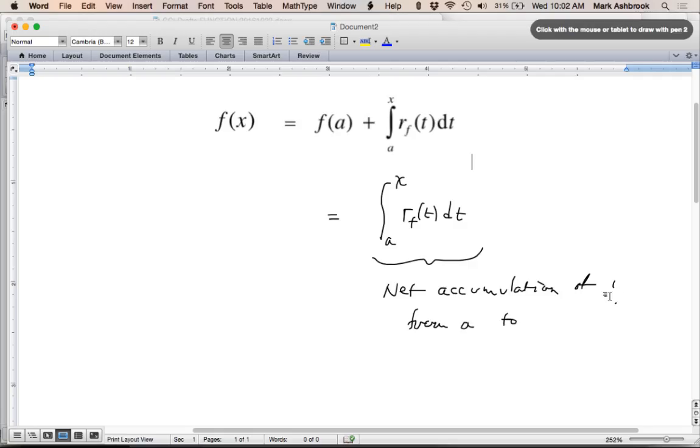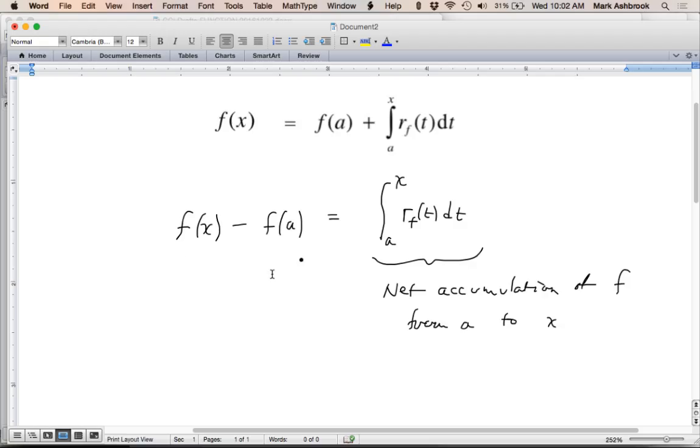So say of F from A to X. And what will that equal mathematically? F of X minus F of A. And so when you take one final value of a quantity minus the initial value of a quantity, what do you get? Total change in F, right? Total change in F starting from A.